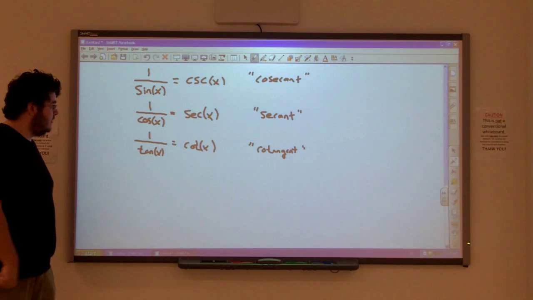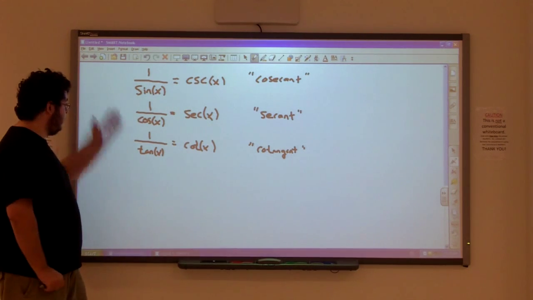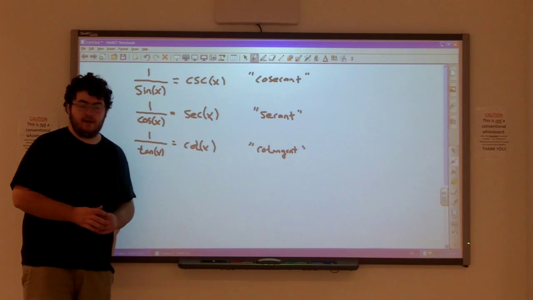So, if you ever want to find the cosecant, secant, or cotangent, just find the sine, cosine, or tangent and just take 1 over that value. It's simple as that.